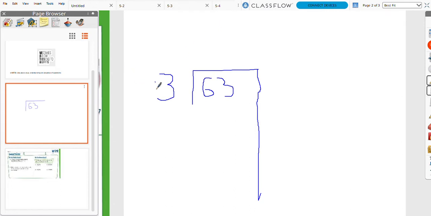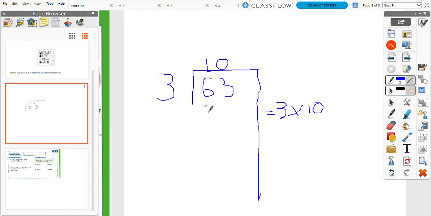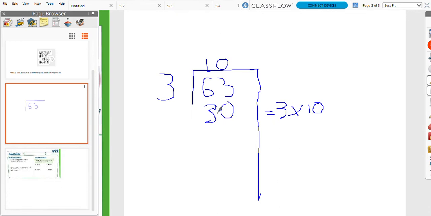3 times 1 is 3, obviously. 3 times 10 is 30. 3 times 100 is 300. So 3 times 10 might work for me. So I'd like to write 3 times 10 in the column over here to help me remember. So 3 times 10 is 30. Up here you would do where you'd multiply, so 3 times 10. And then down here, you're going to subtract 30 from your dividend.